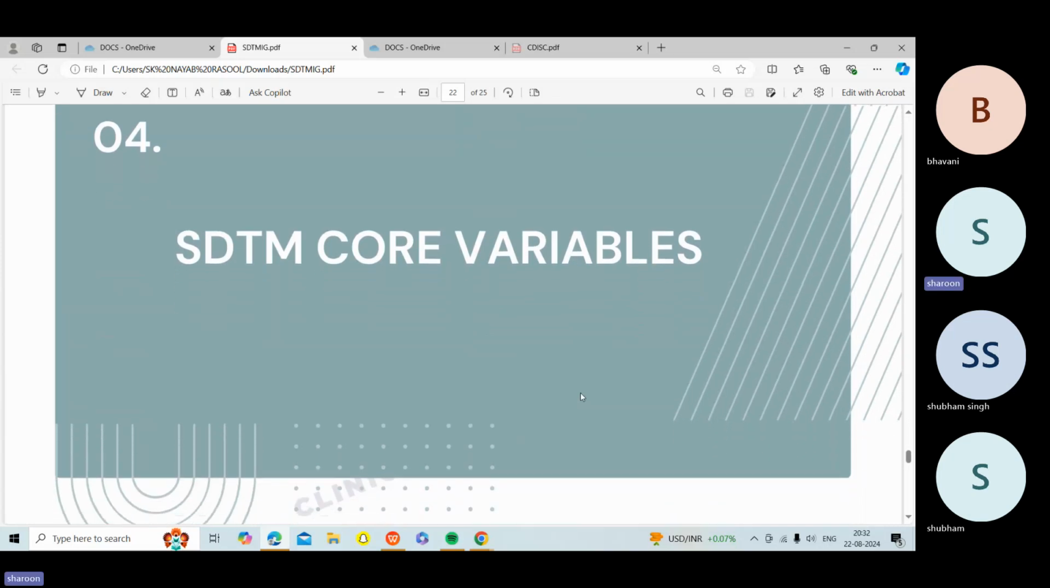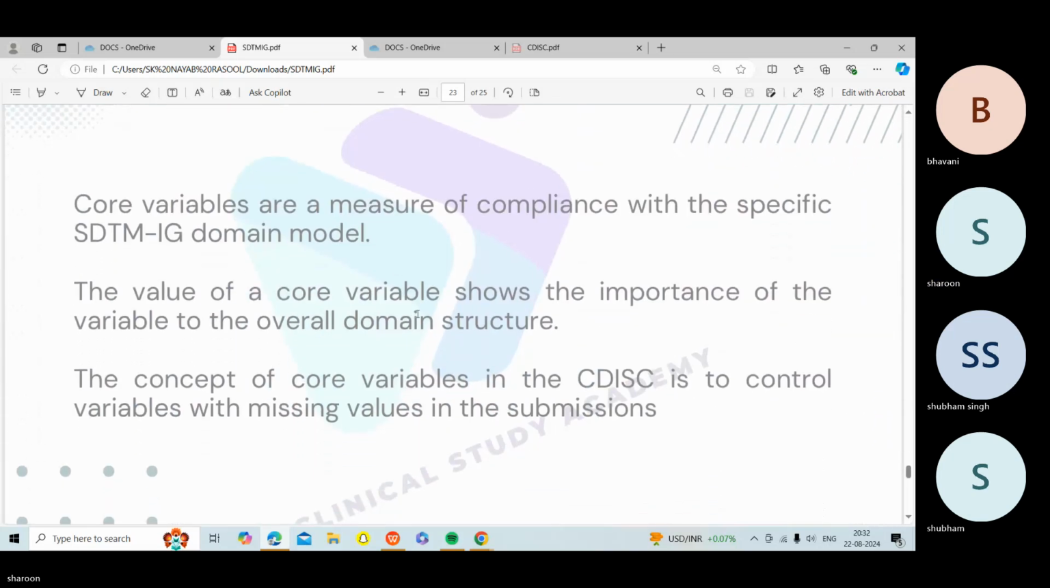SDTM core variables. Core variables are a measure of compliance with the specific SDTM IG domain model. The value of a core variable shows the importance of the variable to the overall domain structure. The concept of core variables in CDISC is to control variables with missing values in the submissions.